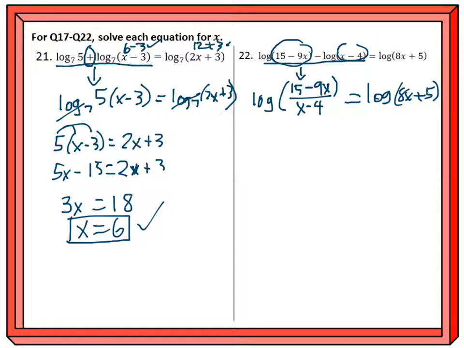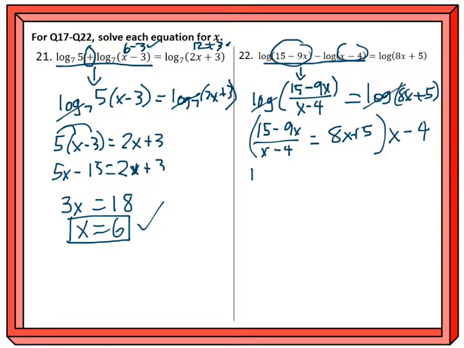Now we have logs on both sides, so we can just get rid of those, because if we have two equal logs, whatever we're taking the logs of must be the same. So we have the quotient 15 minus 9x over x minus 4 is equal to 8x plus 5. Alright, so here's the equation that we have to solve for x. It's a rational equation, so it's best to just get rid of this x minus 4 on the bottom by multiplying it over to the other side.